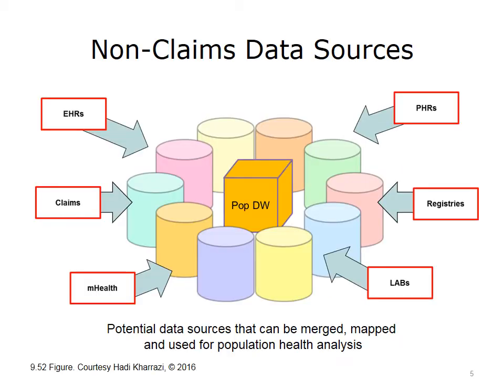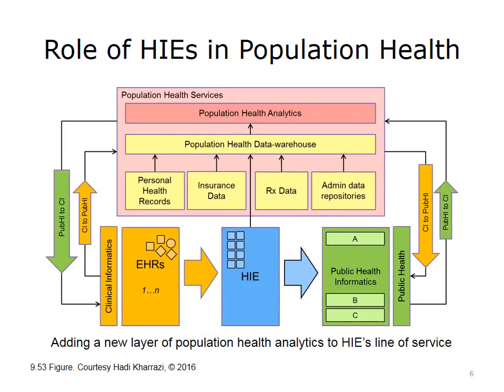This diagram shows the potential data sources that can be incorporated into a population data warehouse, POP-DW. As shown, data sources may include insurance claims, electronic health records, EHRs, mobile health, mHealth platforms, personal health records, PHRs, registries, or lab records. As depicted in this diagram, HIEs can play an important role in population health analytics in addition to providing clinical or traditional public health services. Also, various data sources can be added to the existing data at an HIE to empower the predictive power of population health models such as PHRs, insurance data, pharmacy data, and other administrative data repositories.